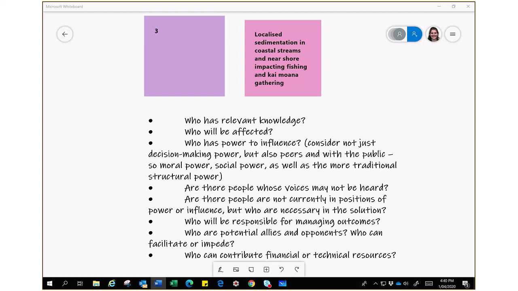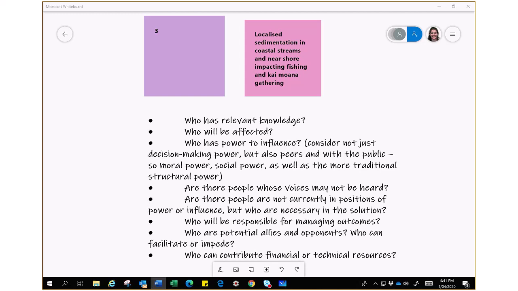Next, you want to get people to think about who has the power to influence. So this isn't just decision-making power, so things like regional councils or other agencies, but also get people to think about a couple of other different types of power. So moral power: individuals or organizations who speak for shared interests. For example, environmental NGOs often exert a moral power. And in this fictitious example, we have a marae at the bottom of the catchment. So they will speak for shared interests, so they have moral power.